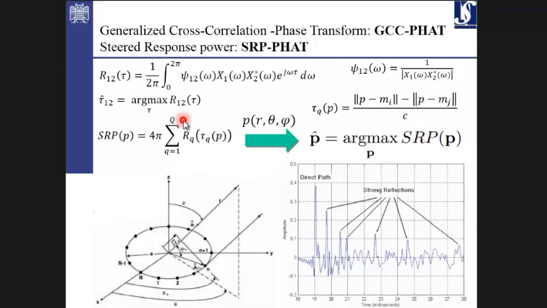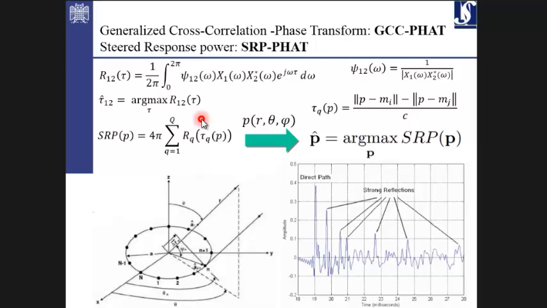As a 2 choices out of M, it's M times M minus 1 over 2. So the capital Q is actually M times M minus 1 over 2. These are the number of the pairs that you can have, and for each pair, you calculate the cross correlation function.